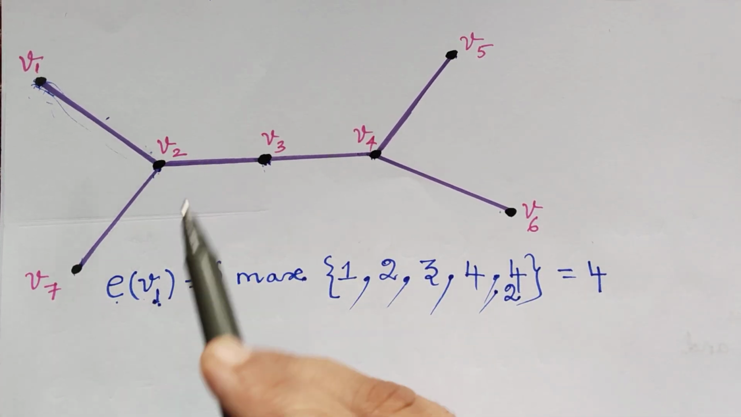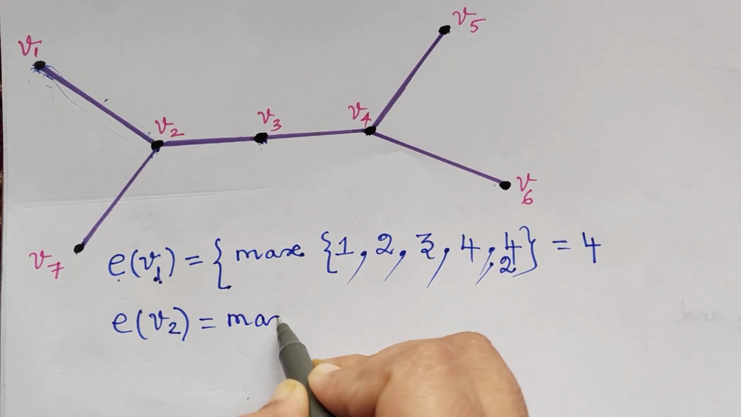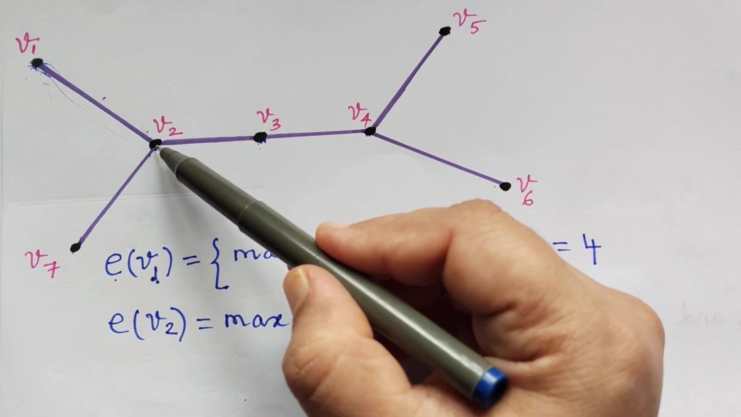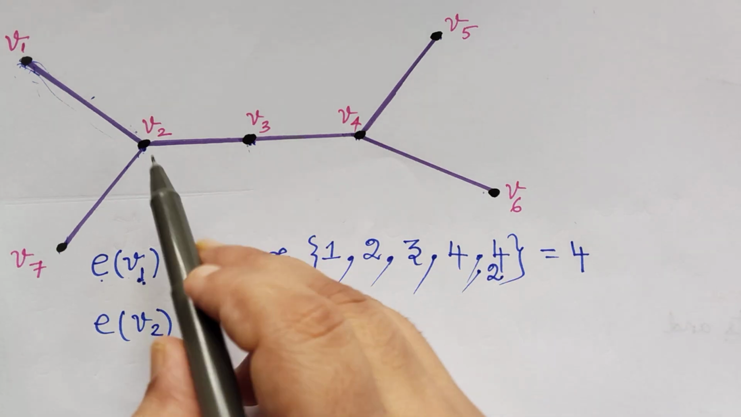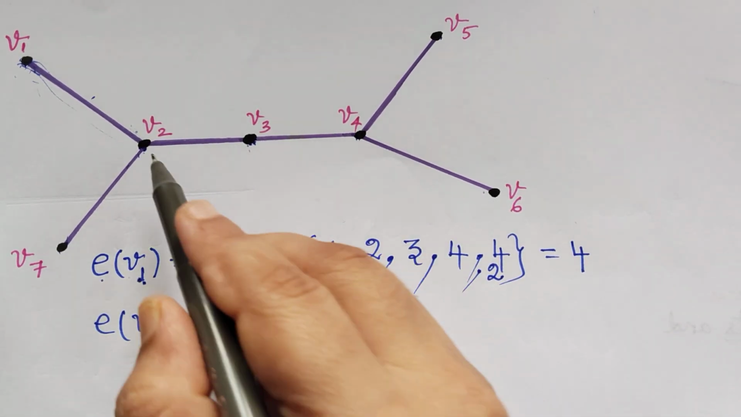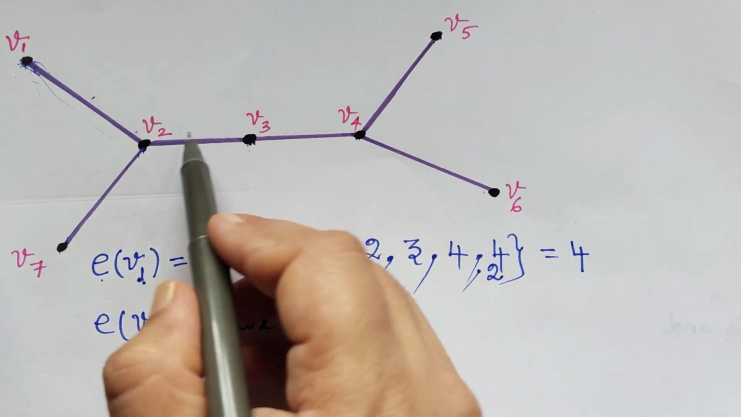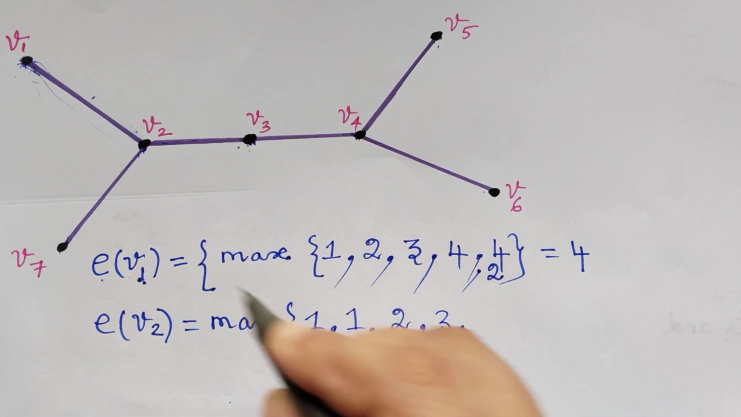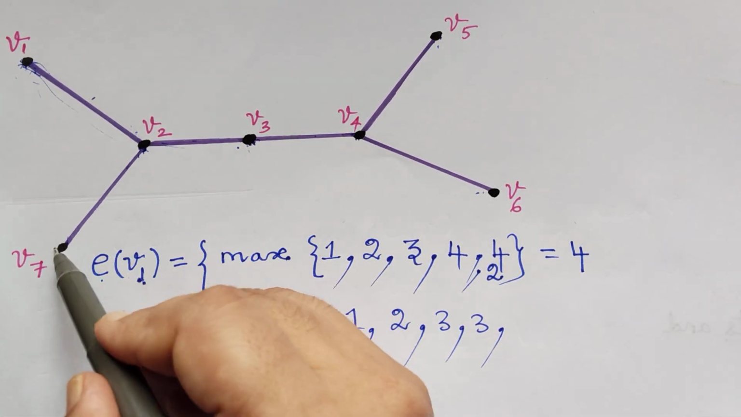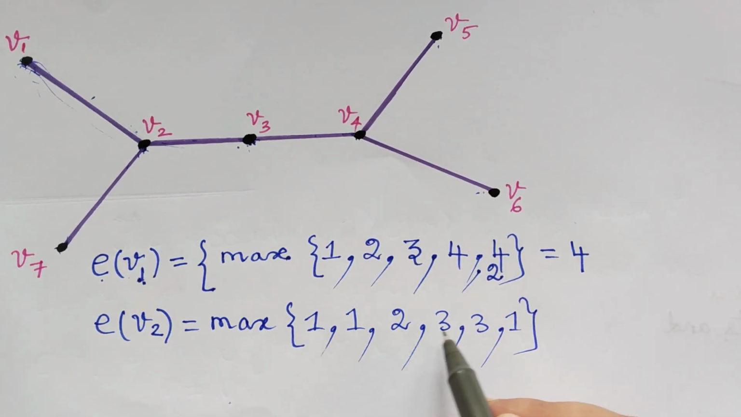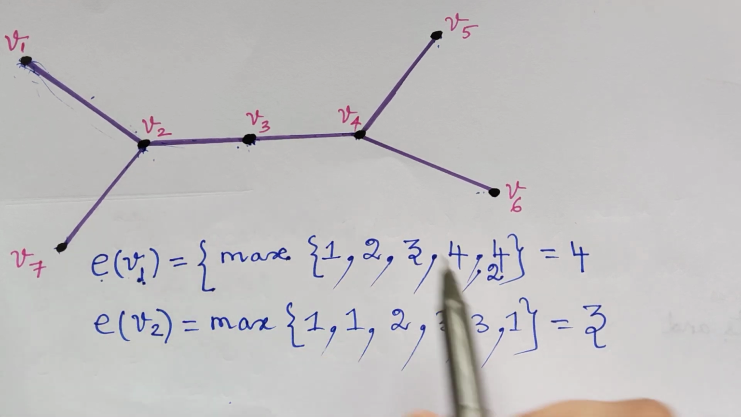Similarly, let us find the eccentricity of the vertex V2. The eccentricity of V2 is equal to the maximum of the distances of V2 from the other vertices. From V2 to V1 there is only one edge, so it is 1. From V2 to V3 is 1. From V2 to V4 there are two edges. From V2 to V5 there are 1, 2, 3, three edges. From V2 to V6 there are three edges, and V2 to V7 is one edge. The maximum of all these values is 3. Therefore the eccentricity of the vertex V2 is equal to 3.